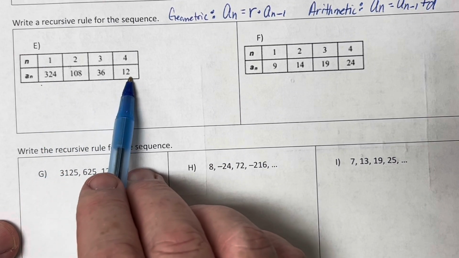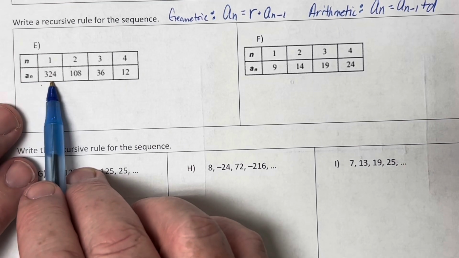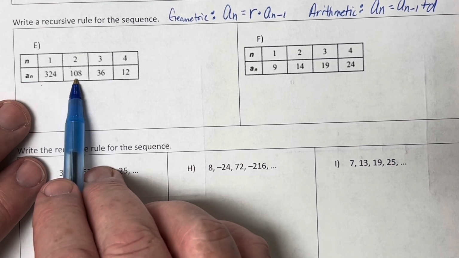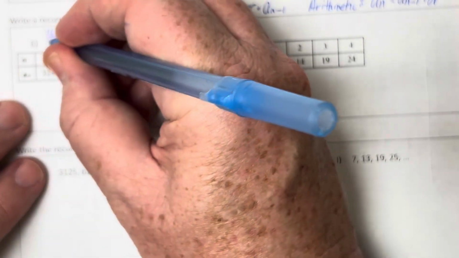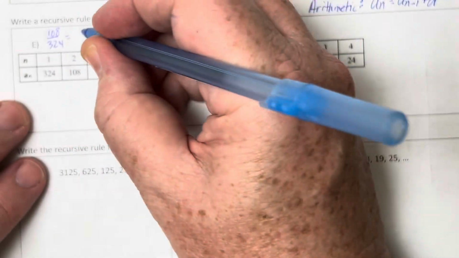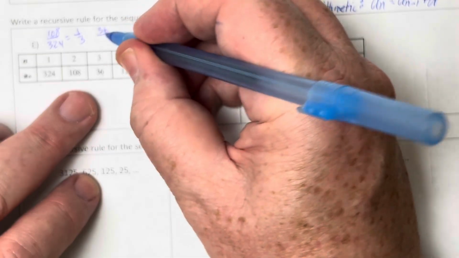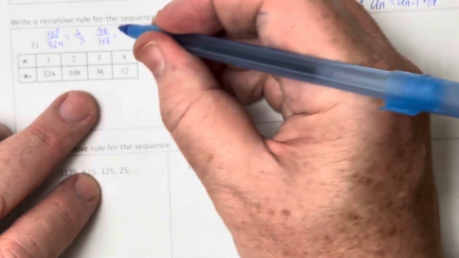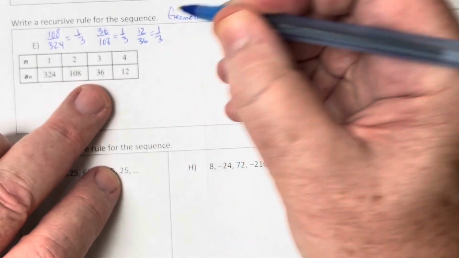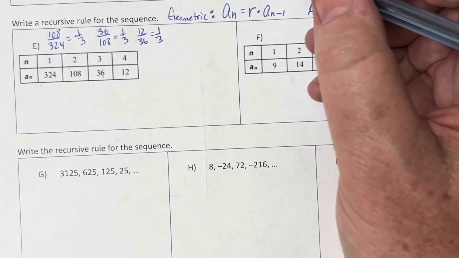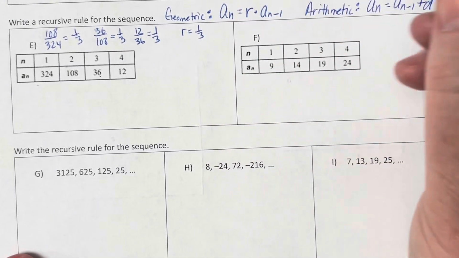So let's look at E. First, let's determine if it's geometric or arithmetic. So we're going to do our second term over our previous term. So that's 108 over 324, and that is 1/3. And then we have 36 over 108, and that is 1/3. And then you have 12 over 36 to be 1/3 as well. So r is 1/3.